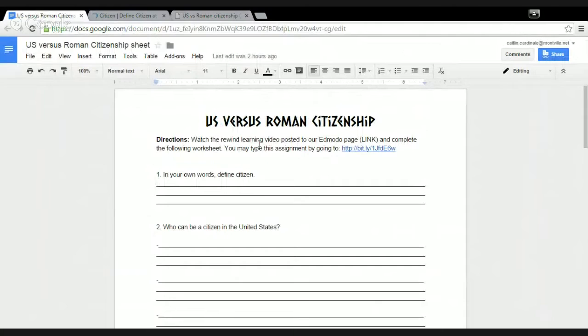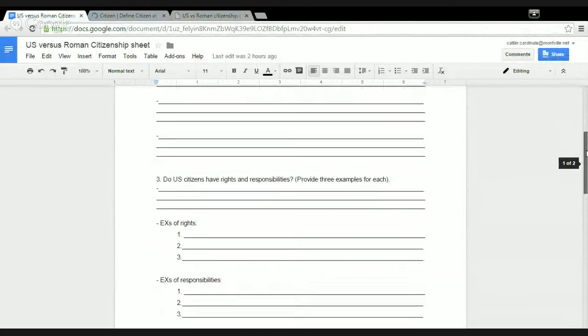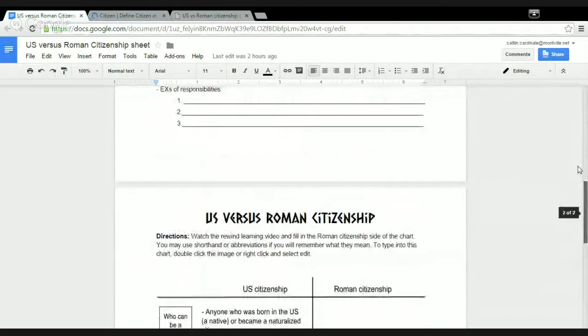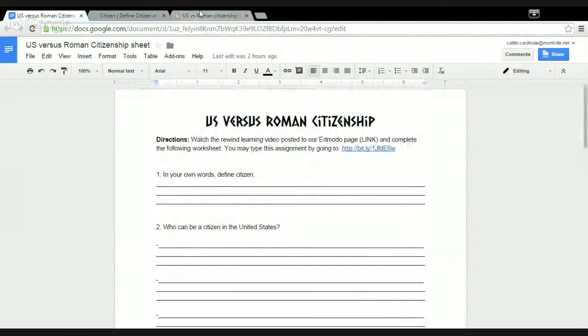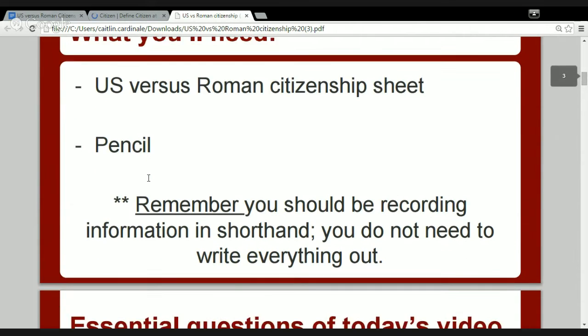And your sheet will look like this. So you'll see today we have 3 questions to outline, as well as a T-chart to fill in. Remember, you should be recording information in shorthand. There's no need for you to write everything out. These are your notes, so as long as you are going to recognize what it is that you meant, use abbreviations, use shorthand. I would suggest that you use a pencil in case you make any mistakes.